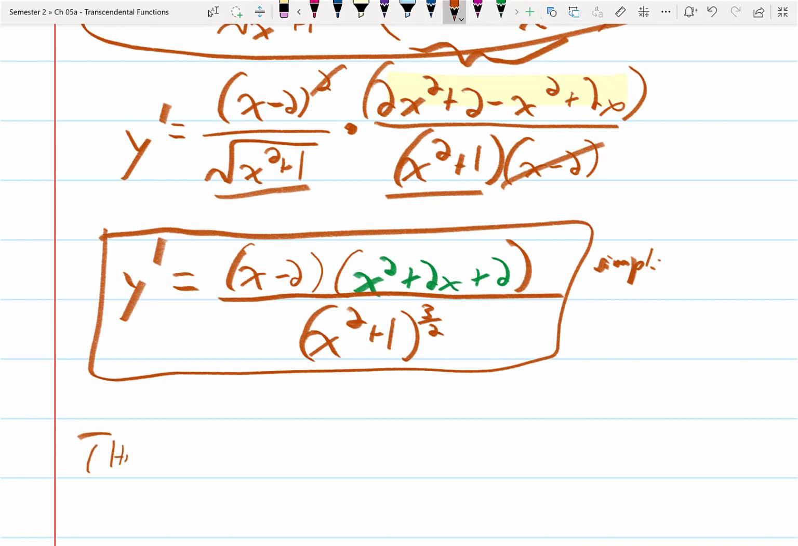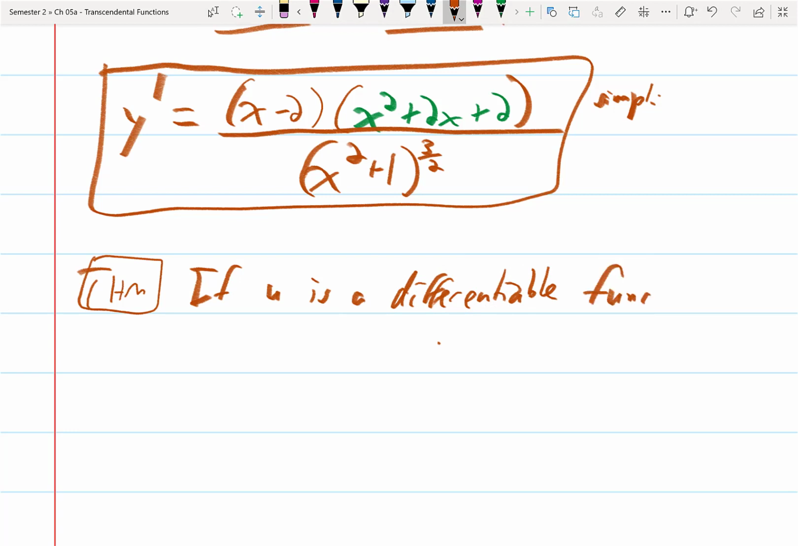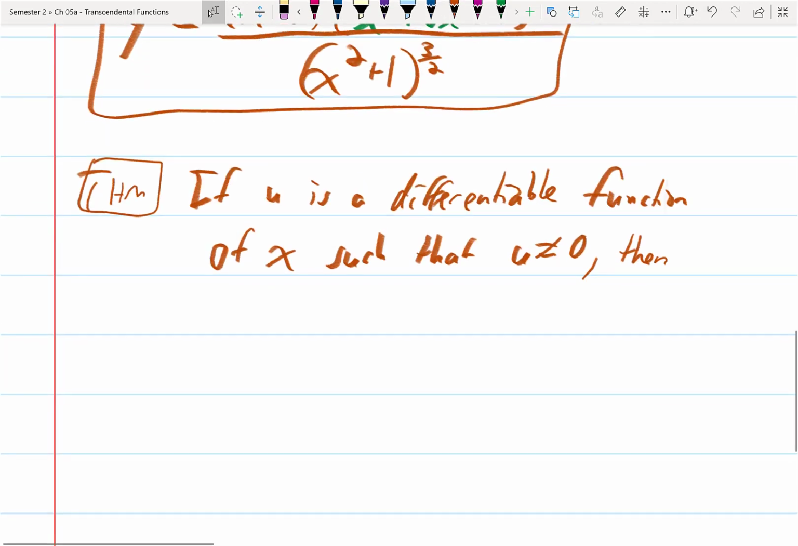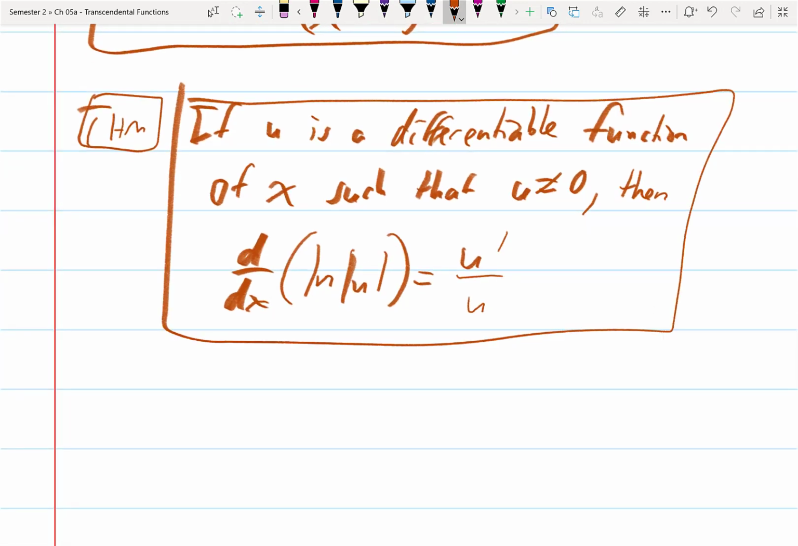So the theorem we're going to use: if u is a differentiable function of x, and differentiable means the derivative exists, such that u does not equal 0, then the derivative of the natural log of u is equal to u prime divided by u. That's the chain rule derivative of the natural log of something.